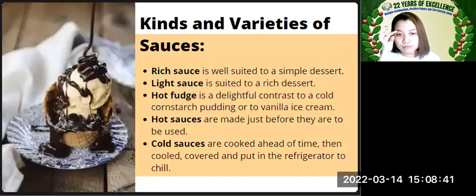Now, the kinds and varieties of sauces. We have what we call the rich sauce. When we say rich sauce, it's suited to a simple dessert.